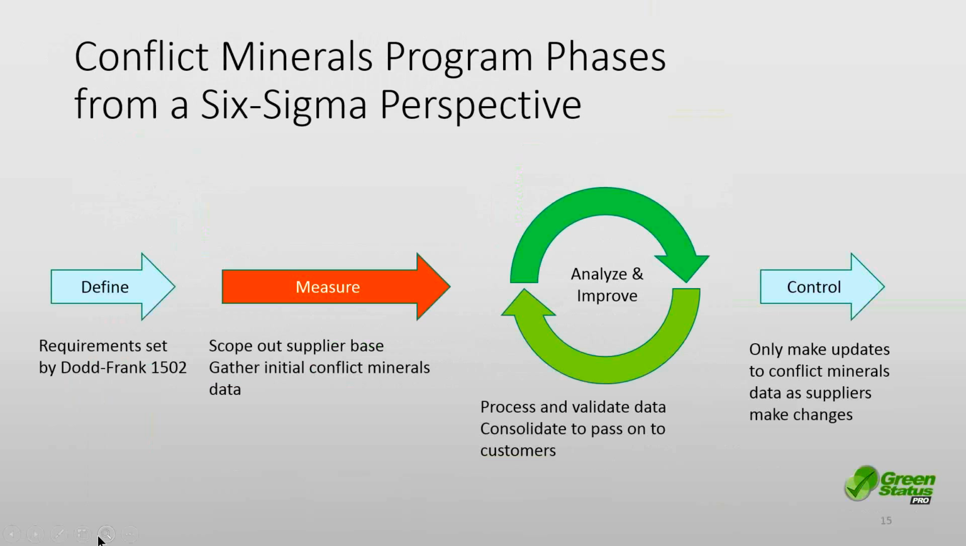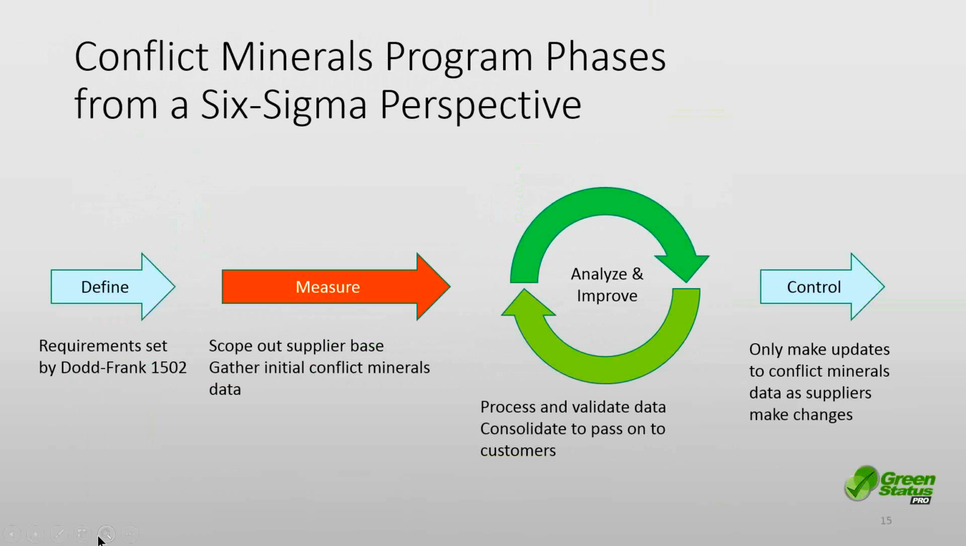Most companies, or all companies, started out going into a measure phase, where they had to scope out their supplier base and get their initial conflict minerals data. As many of you know, once you got that data, you needed to begin to analyze and improve that data a lot, so you can consolidate it and pass it on to your customers.